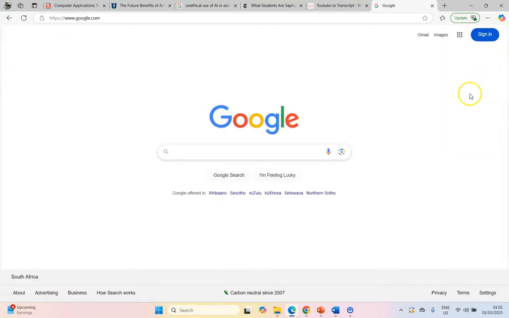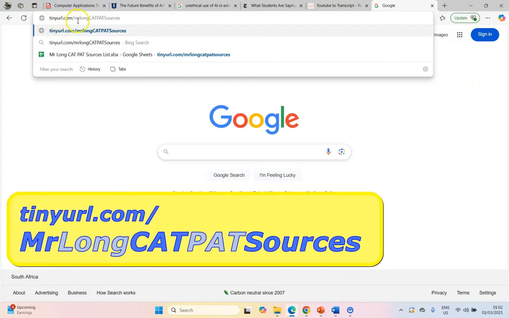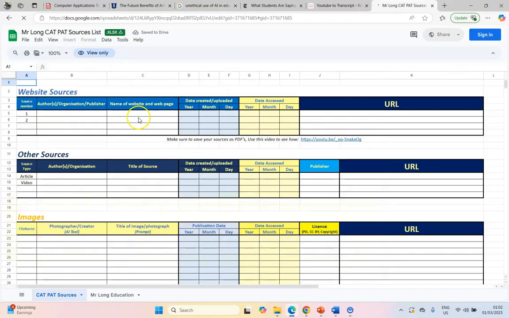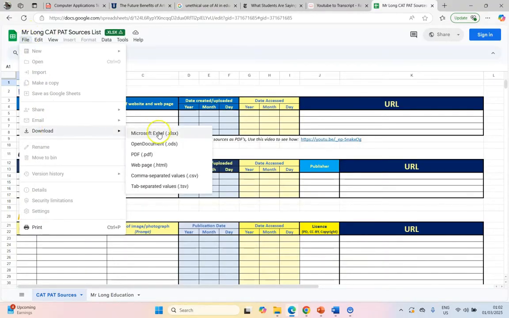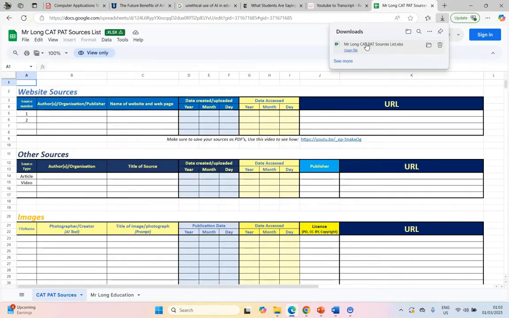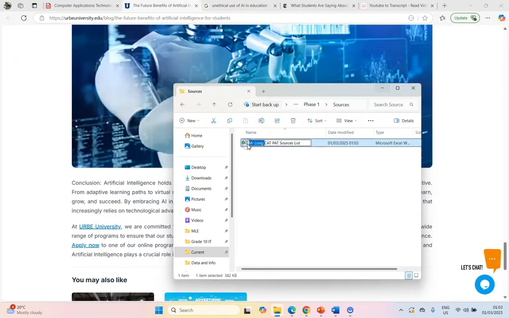So what I've done is I've created a document which you can download. You can just go to tinyurl.com/mrlongcatpatsources, and you'll see this document. You can't edit it, but you can go here to File and download it as an Excel file. And then once you've got it, you can put it into your PAT folder. I've put it into my sources folder and then just rename it to PAT sources.